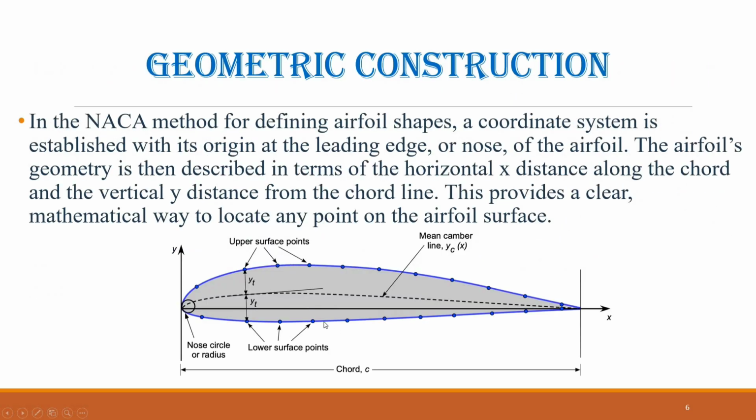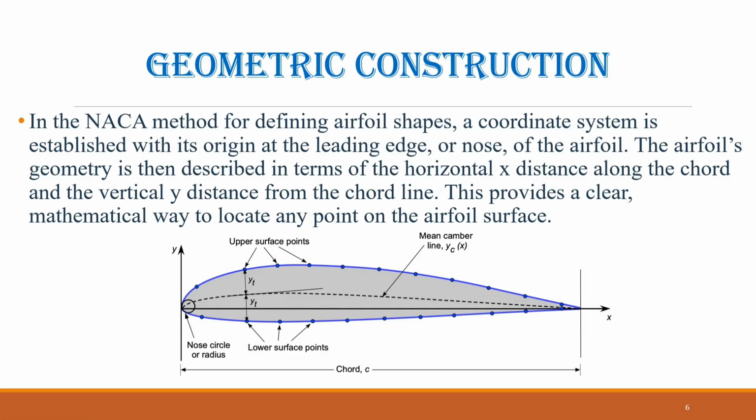Geometric construction. In the NACA method for defining airfoil shapes, a coordinate system is established with its origin at the leading edge or nose of the airfoil. The airfoil's geometry is then described in terms of the horizontal x distance along the chord and the vertical y distance from the chord line. This provides a clear mathematical way to locate any point on the airfoil surface.